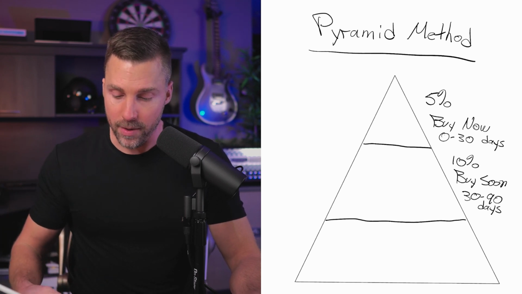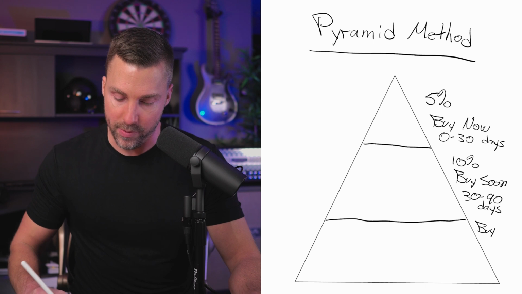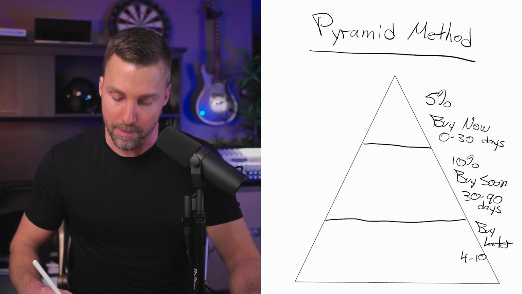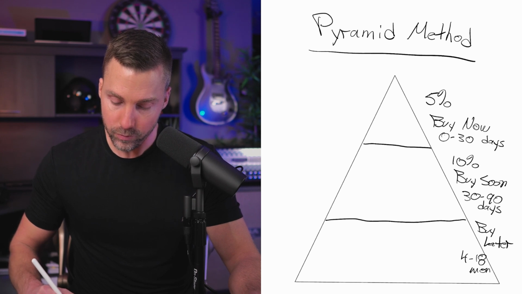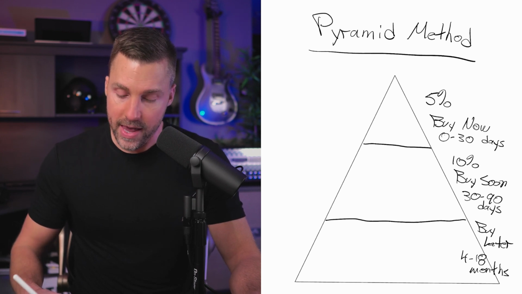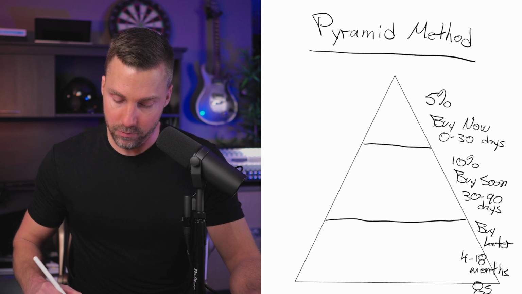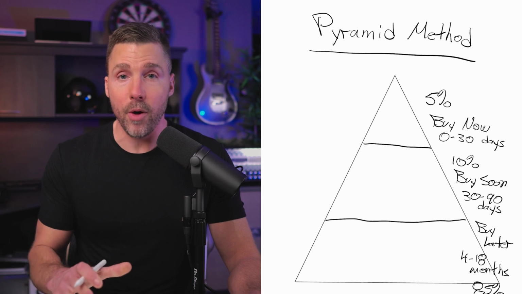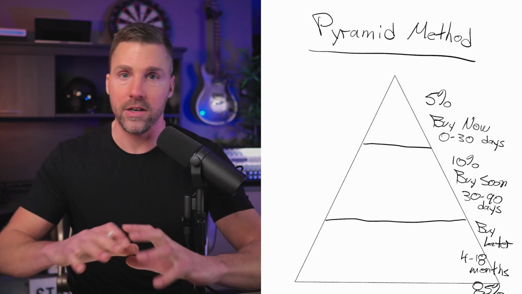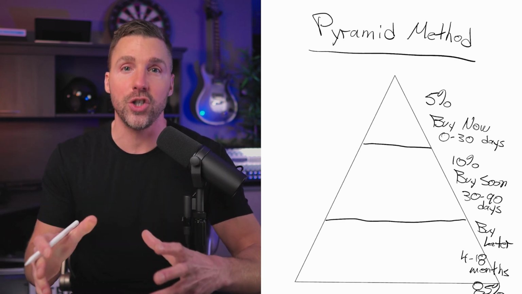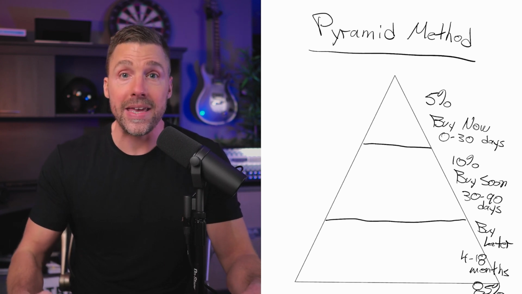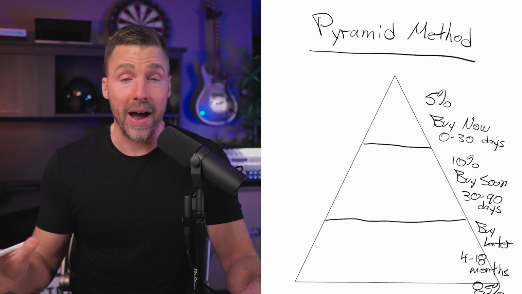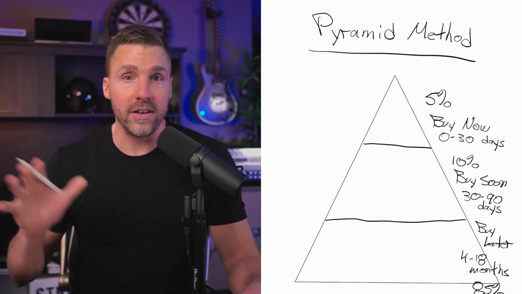Next, at the very bottom, well, this is where we have the buy later people. The buy later people buy typically between 4 to 18 months. Now, they make up 85% of your market. So of everyone that is available to buy from you, I'm talking about people that are within your target market, not just everybody in the world, but people that could potentially buy from you, we can categorize them into this. 5% are the buy now people, 10% are going to be the buy soon, 85% buy later.